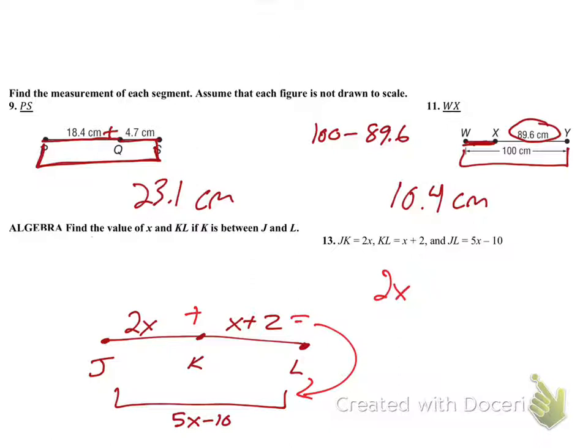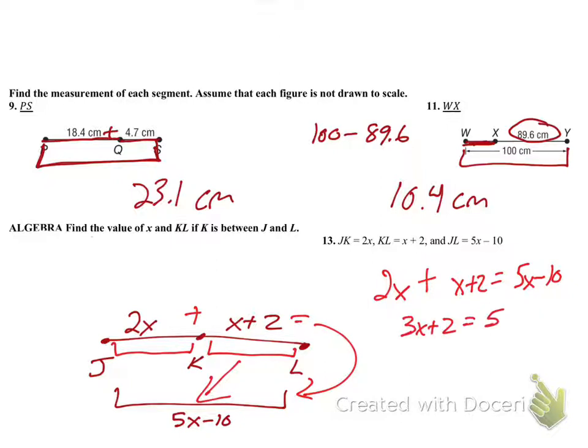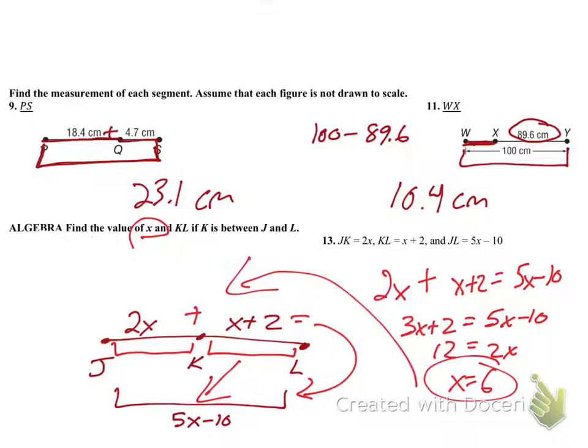So 2x plus the x plus 2 is equal to 5x minus 10. So again, the small part plus the small part is then equal to the big part. So I get 3x plus 2 is equal to 5x minus 10. 2x on this side is equal to 12. X can be equal to 6. So it says find the value of x. We found the value of x. X equals 6. If you wanted to, you could plug these back in just to make sure you're right.